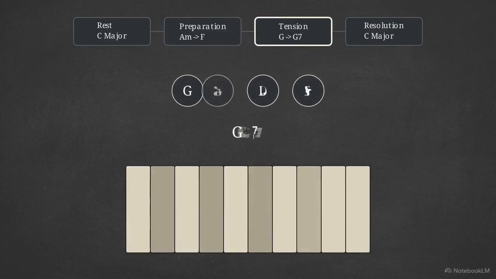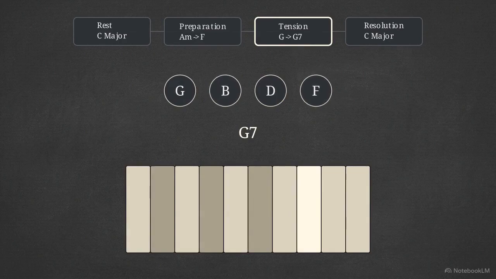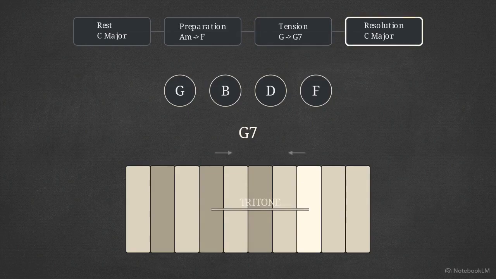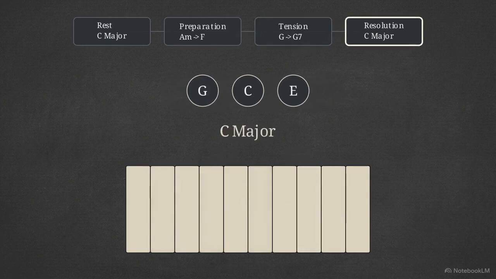We can increase that tension by modifying the G chord into a G7. As highlighted by this high contrast line, adding an F note introduces a harsh interval between the B and the F, known as a tritone. This creates acoustic friction right before we resolve back to C.